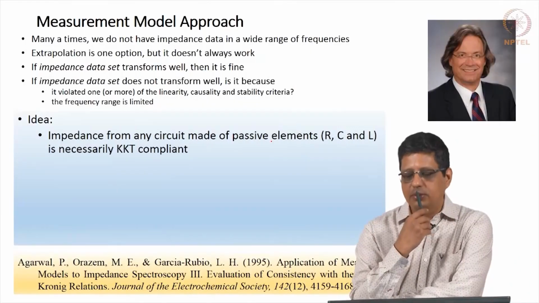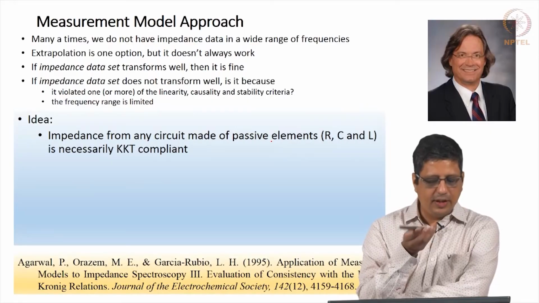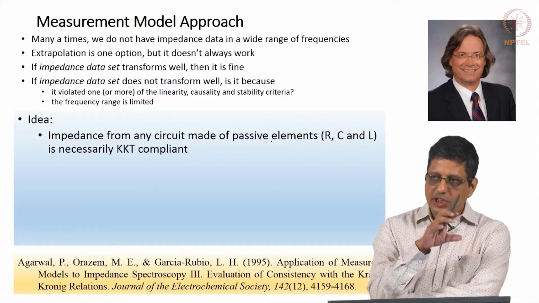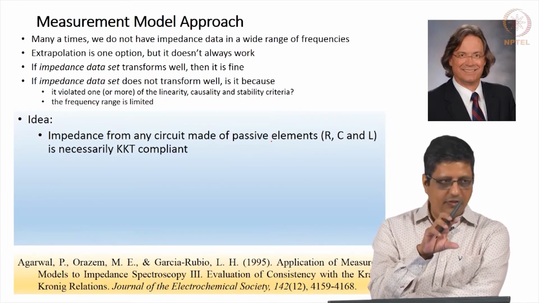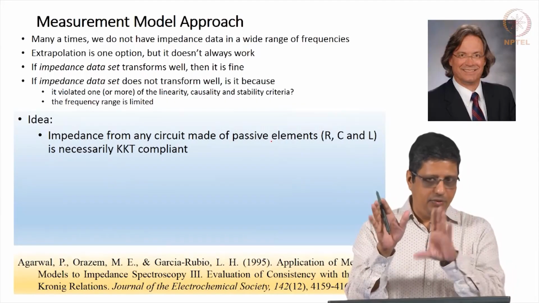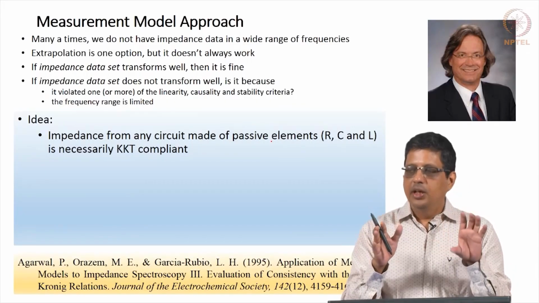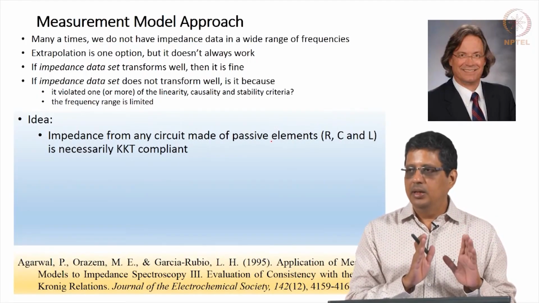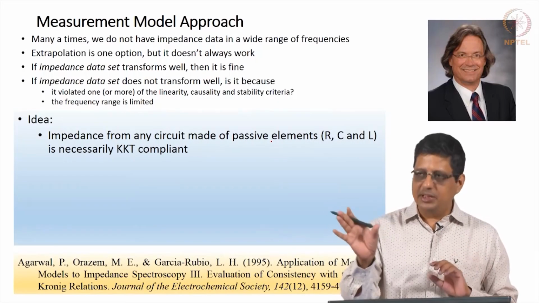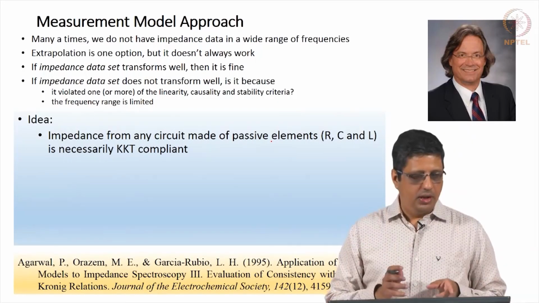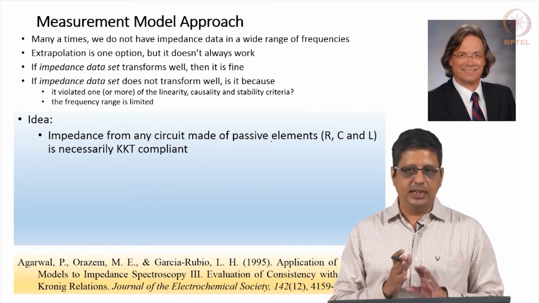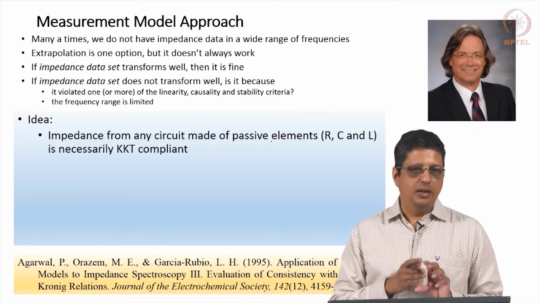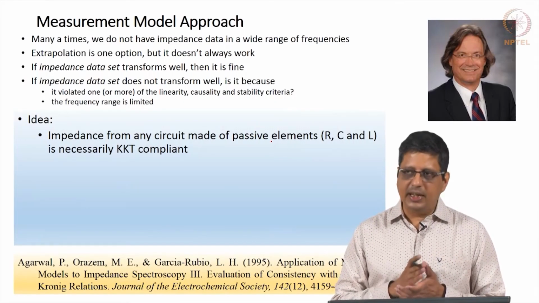This idea is proposed by Professor Mark Orazem from University of Florida. The idea is this: we have some data, I want to get a system which I know is KKT compatible and see if I can generate the same data. If this data which we got, whatever form it is in, can be reproduced by another system which is known to be KKT compatible, then I can say this data has come from some system which is KKT compliant. Now, if I take impedance from a system which contains resistance, capacitance and inductance, they are called passive elements. All the spectrum that comes from them will be KKT compliant.